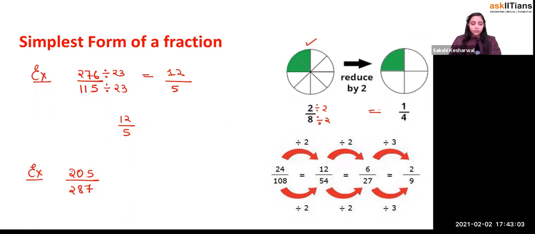But 205 is divisible by what, beta? 5 or not? So if you're going to divide this, it will be what, beta? 41. 41 is a prime number. So 5 and 41 is a prime number. So you have to just check whether 287 is divisible by 41 or not. Yes, it's divisible. So it means they should have a common factor.